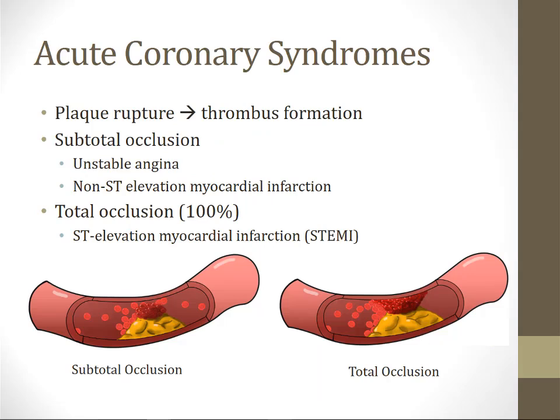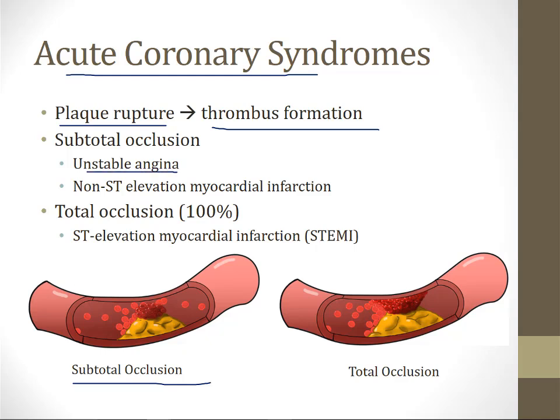Coronary ischemia can also present not as stable angina, but as what's known as an acute coronary syndrome. All of these syndromes are defined by rupture of an atherosclerotic plaque and formation of a thrombus. The thrombus that forms can cause a subtotal occlusion, as drawn at the bottom left side of the screen. When this happens, patients may develop either unstable angina, which is anginal type chest pain that occurs in an unstable pattern, or they may develop a myocardial infarction. The type of myocardial infarction that occurs with a subtotal occlusion is called a non-ST elevation myocardial infarction.